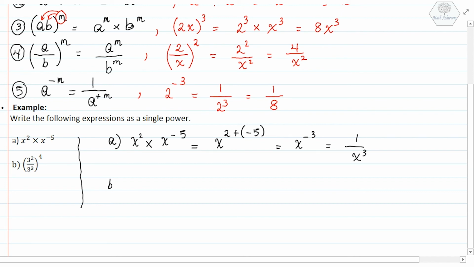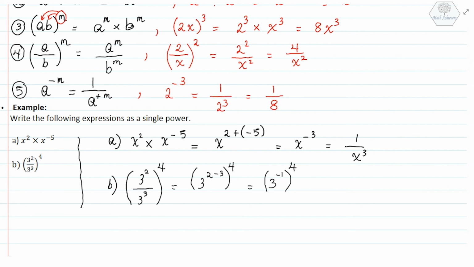For part B, I have 3 squared over 3 cubed, all of it to the power of 4. First, I subtract the powers inside, so inside it becomes 3 to the power of 2 minus 3, all of it to the power of 4. So this is equal to 3 to the power of -1, all of it to the power of 4.